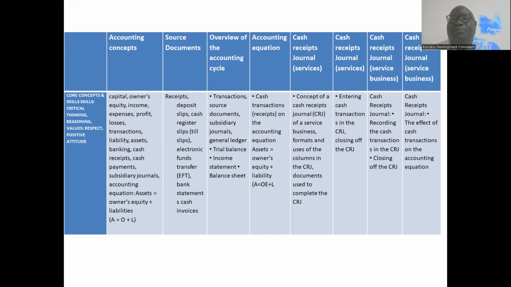Thank you. Welcome. And then we move into dealing with source documents. What are we talking about when we talk about source documents? Yes, source documents. These are the receipts, the deposit slips, the cash registers. This is where we are going to get our information. We're looking at till slips, electronic funds transfers, the EFTs, the bank statements, and also cash invoices. That's what we will be looking at on source documents.